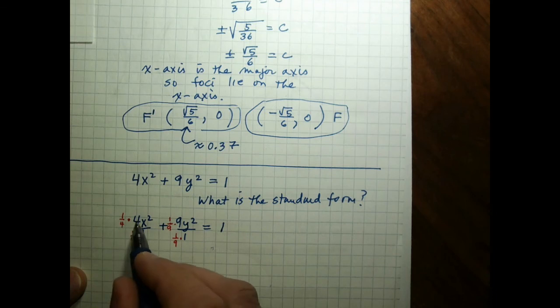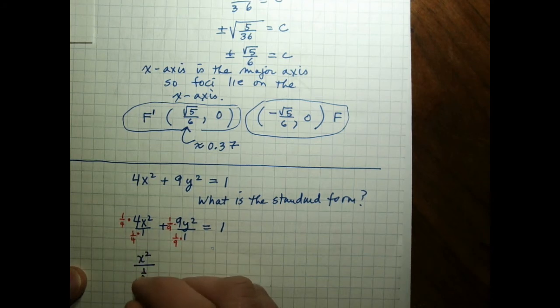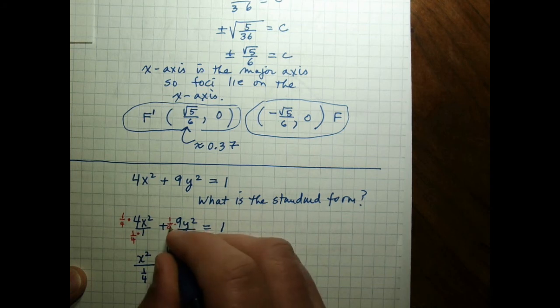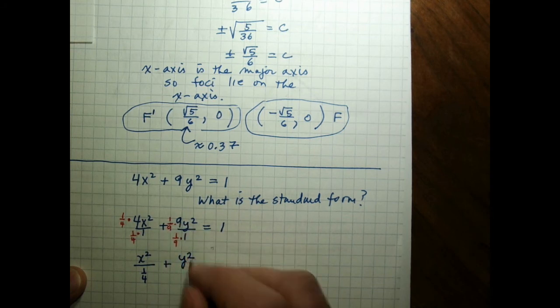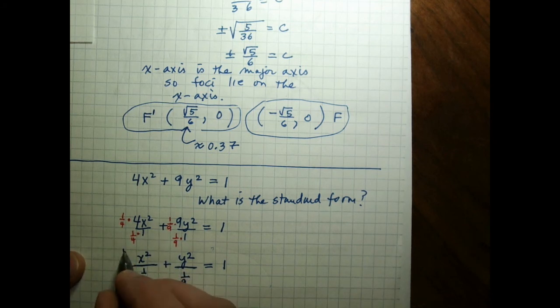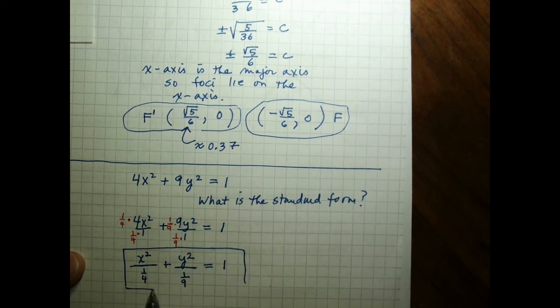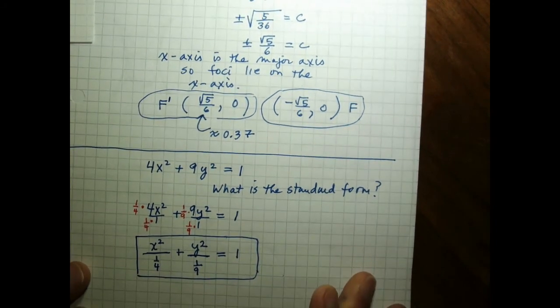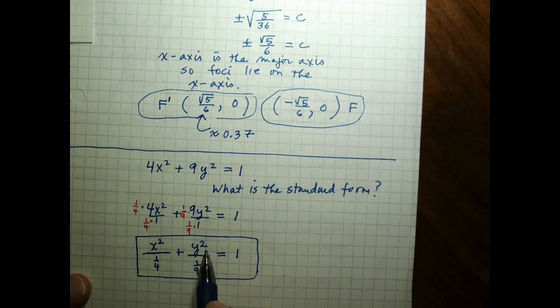Now the 1/4 times 4 is going to be 1. That cancels out. That leaves me with just x squared over 1/4 times 1, which is 1/4. Plus the 1/9 times 9 cancels out. I have y squared over 1/9 times 1, which is 1/9, equals 1. This is the standard form of that equation, so it's not very pretty. And I don't think it's very useful for us to even put it in this form, but I just want you to see it. So it's like x squared over 1/4 plus y squared over 1/9 equals 1.